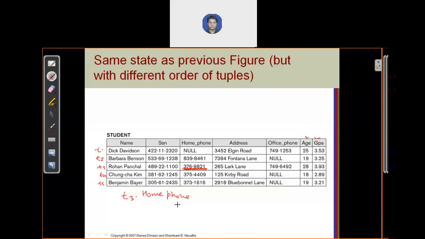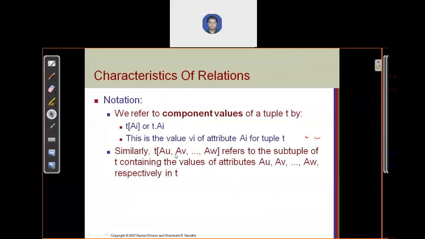If you use Excel, there is a different cell format we use: the row number followed by the column number. Okay. In this way you can do it. This value is vi, where i is the attribute and ai is the tuple for t.